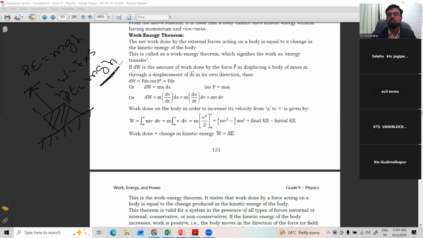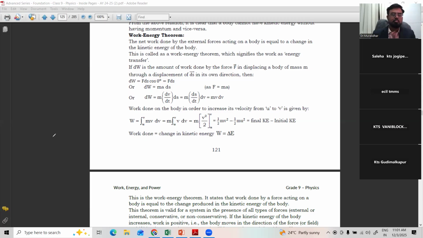It is the amount of energy required to lift the body. In the same position it is also possessing energy, but to move the body to a height of h, that is given by the mgh formula. That is totally about mechanical energy.